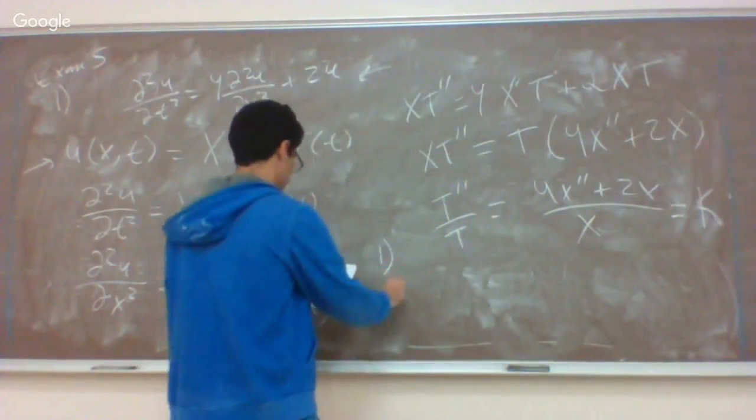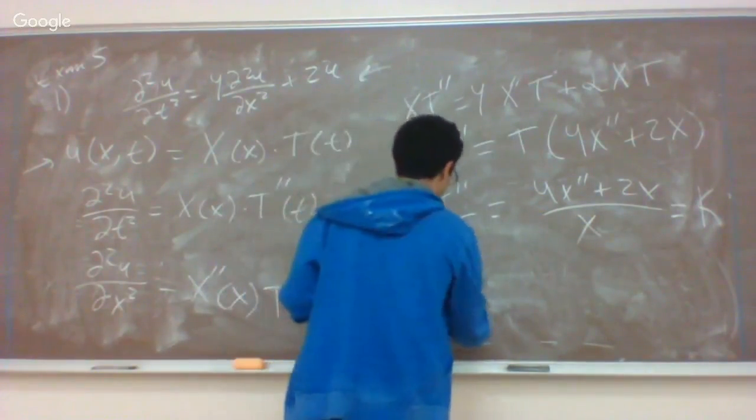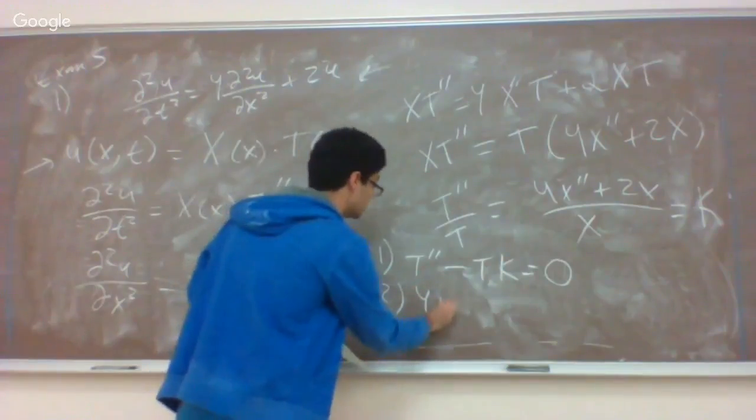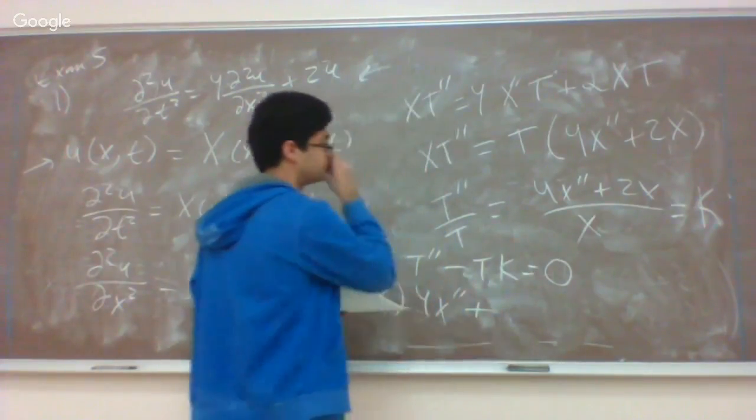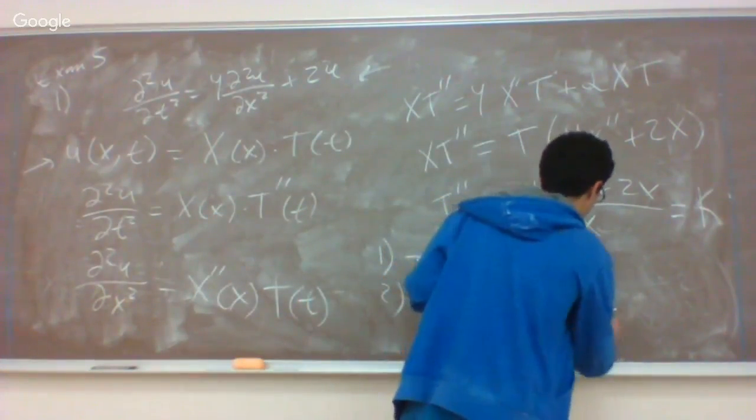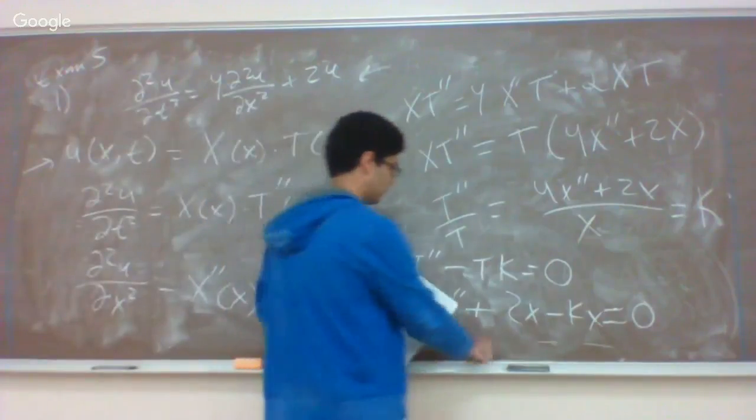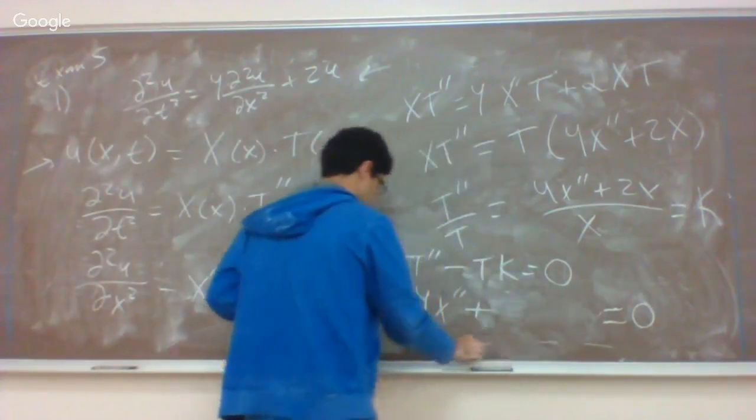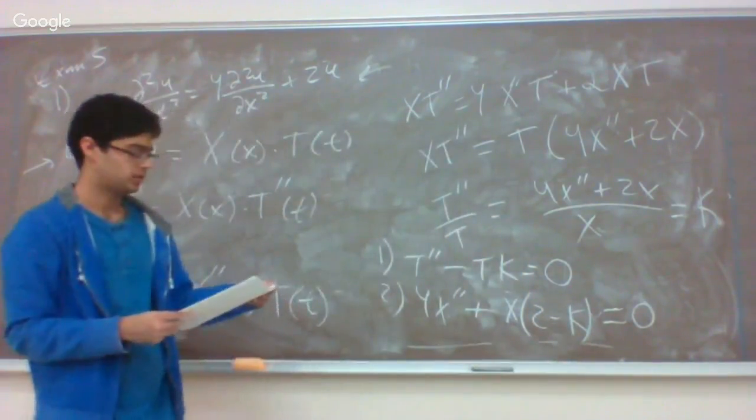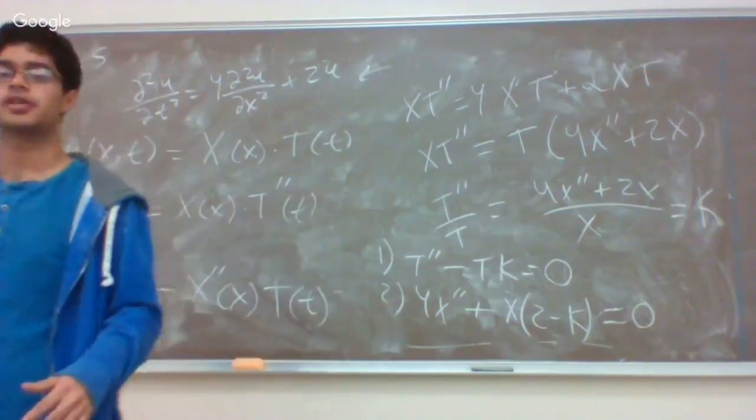So the first equation would be T double prime minus kT equals 0. And my second equation, 4X double prime plus 2X minus kX equals 0. Right here, you can actually simplify it as X times the quantity 2 minus k. This will be your solution. So don't forget this if you have it on the exam.